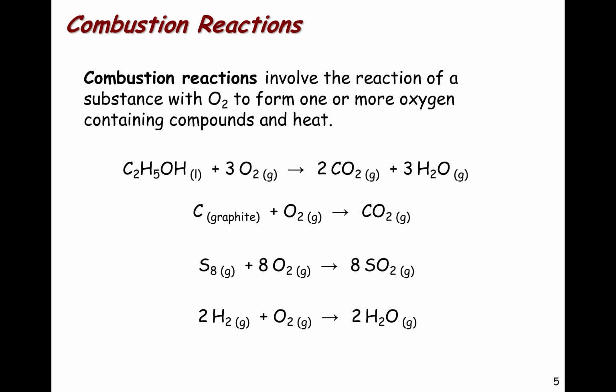Another example might be taking the element sulfur. Yellow sulfur is typically formulated as a molecular unit of S8. This also will react with elemental oxygen to produce sulfur dioxide, which is a potential pollutant as part of air pollution. And then finally, elemental hydrogen, which we've talked about a few times now.